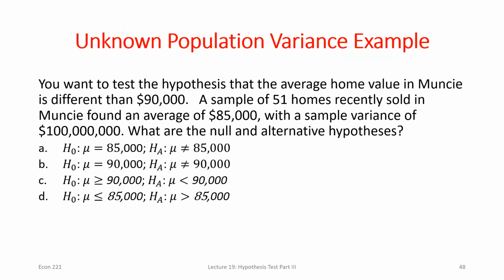Let's say I've got this home price data, and I want to test whether or not the average home price in Muncie is different than 90,000. The first thing I'll do is identify my alternative hypothesis. That's what I'm trying to find, what I'm trying to test for. I'm trying to test whether or not it's different than 90,000. So what would my alternative hypothesis be?